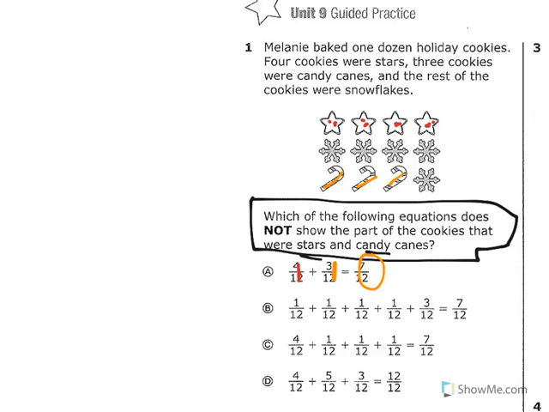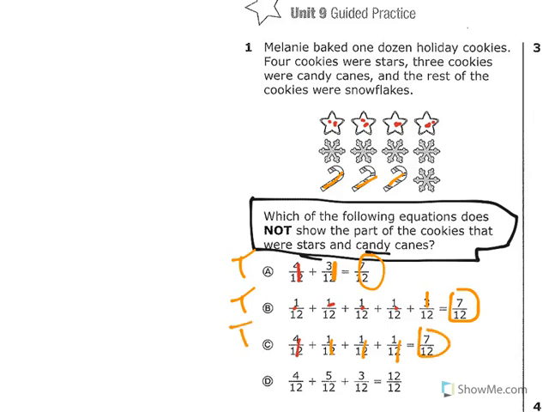The next equation is showing 1/12 plus 1/12 plus 1/12 plus 1/12, which is the stars, plus the 3/12 equals 7/12. And that is what our equation is. So we got a true statement there. Okay, let's look at the next one. The next one, we have 4/12, which is the stars, and then we have the 1/12 plus 1/12 plus 1/12, which is candy canes, 3 of them, equals 7/12. So that's a true statement.